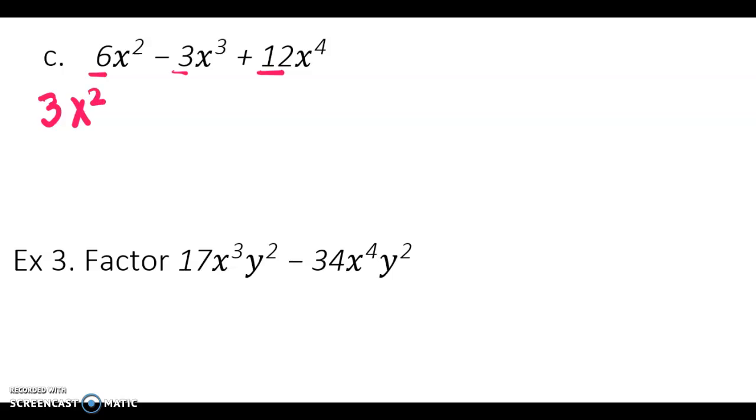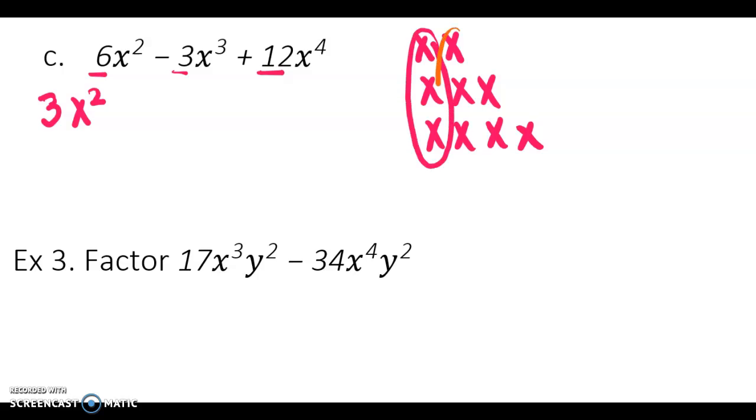Now let's say you're a little confused. You could still do the thing that we did at the very beginning. The first one is x squared, the next one is x to the third, and then the last one is x to the fourth, so they have a total of 2 x's in common, so it would be x times x, which is x squared.